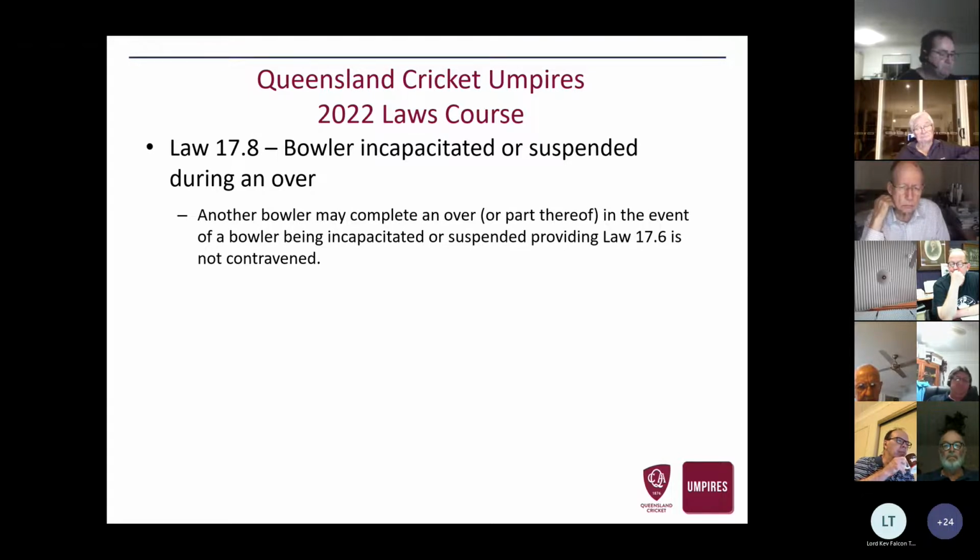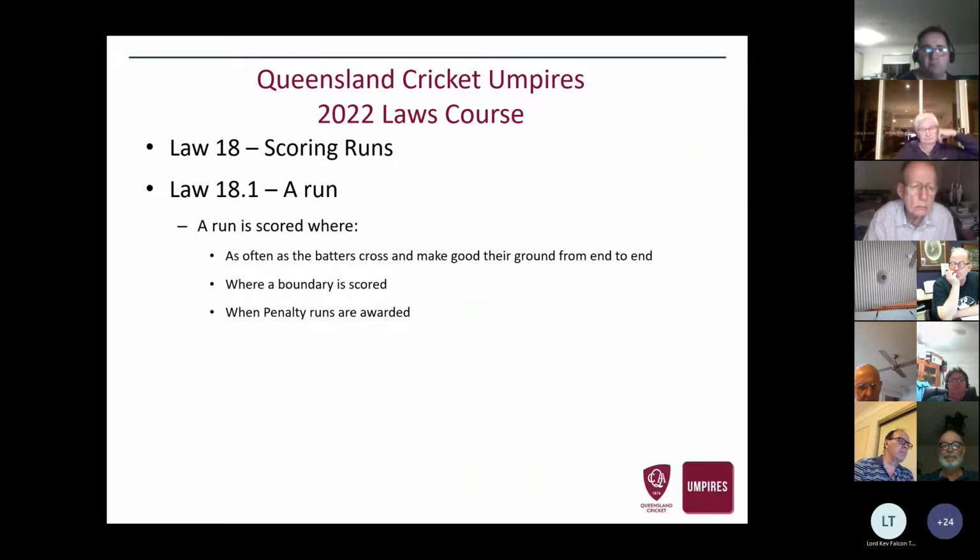As we spoke about just before, in the event of a bowler being incapacitated or suspended during an over, another bowler may complete that over or part thereof, providing that Law 17.6 is not contravened, in that they haven't bowled the previous over, and they won't bowl the next over or part thereof. And that's Law 17.